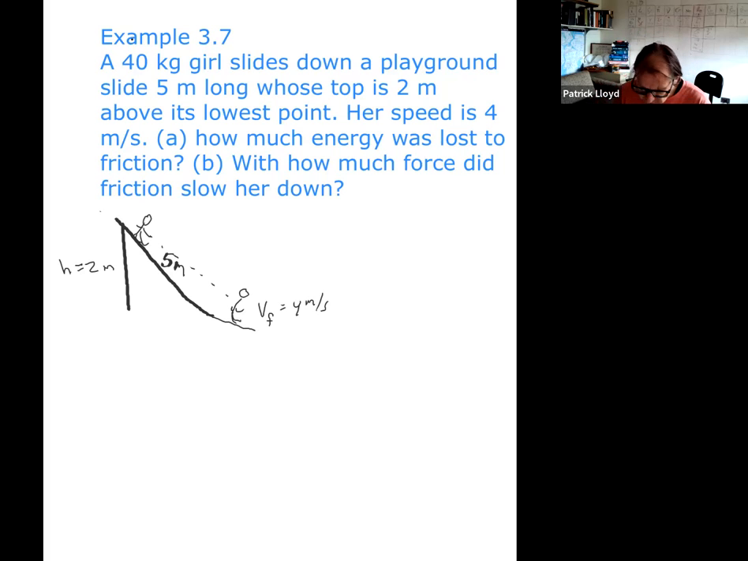So let's figure out what the potential energy is. The potential energy is just mgh: the mass times the gravitational acceleration times the height. The slide is 2 meters high, so when you're up at the top, you're 2 meters above the ground. g is the gravitational acceleration, that's constant. And the mass is given, 40 kilograms. So let's calculate how much potential energy that girl has as she prepares to do this slide.